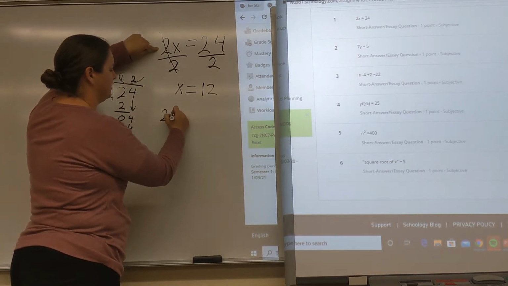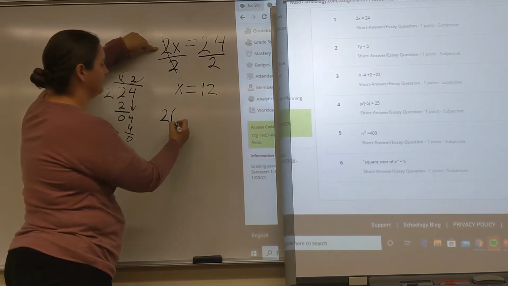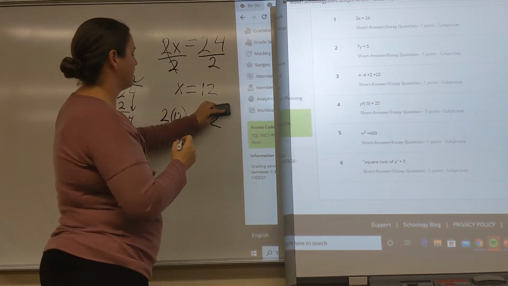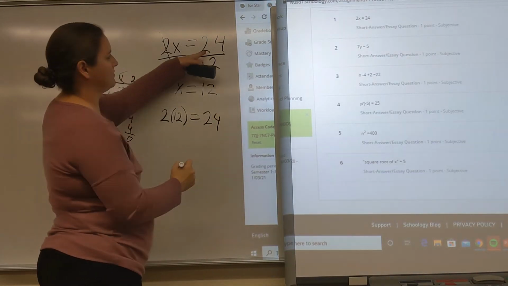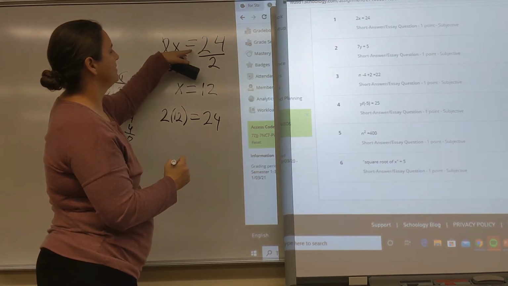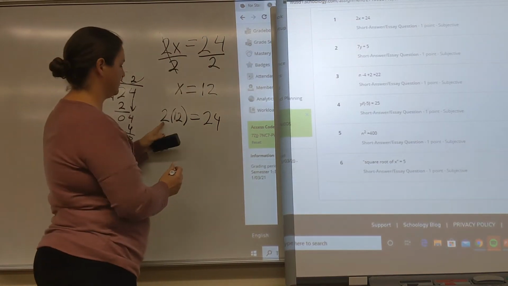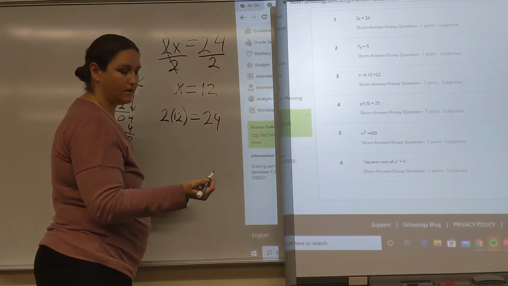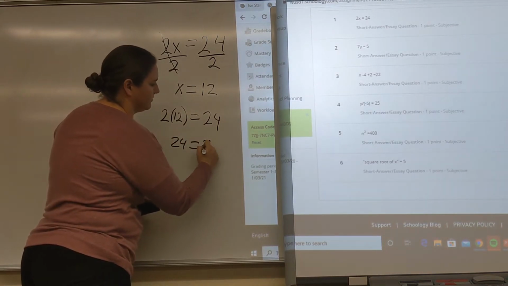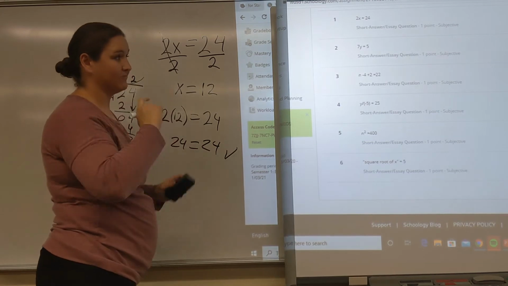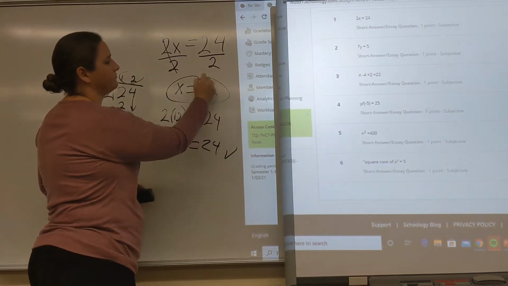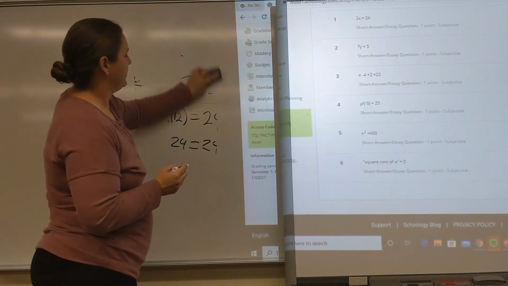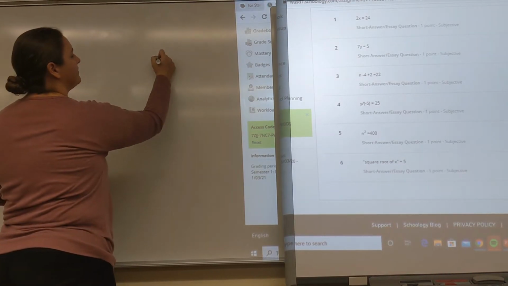2 times, and we're going to put it in parentheses here, 12 equals, whoops, now I wrote it wrong, 24. Because we're going back to our original up here. Remember, 2 times x, 2x equals 24. So 2x, which is our 12, equals 24. So what is 2 times 12? 24. Does 24 equal 24? Yes, it does. Good job. So the answer here, x equals 12.